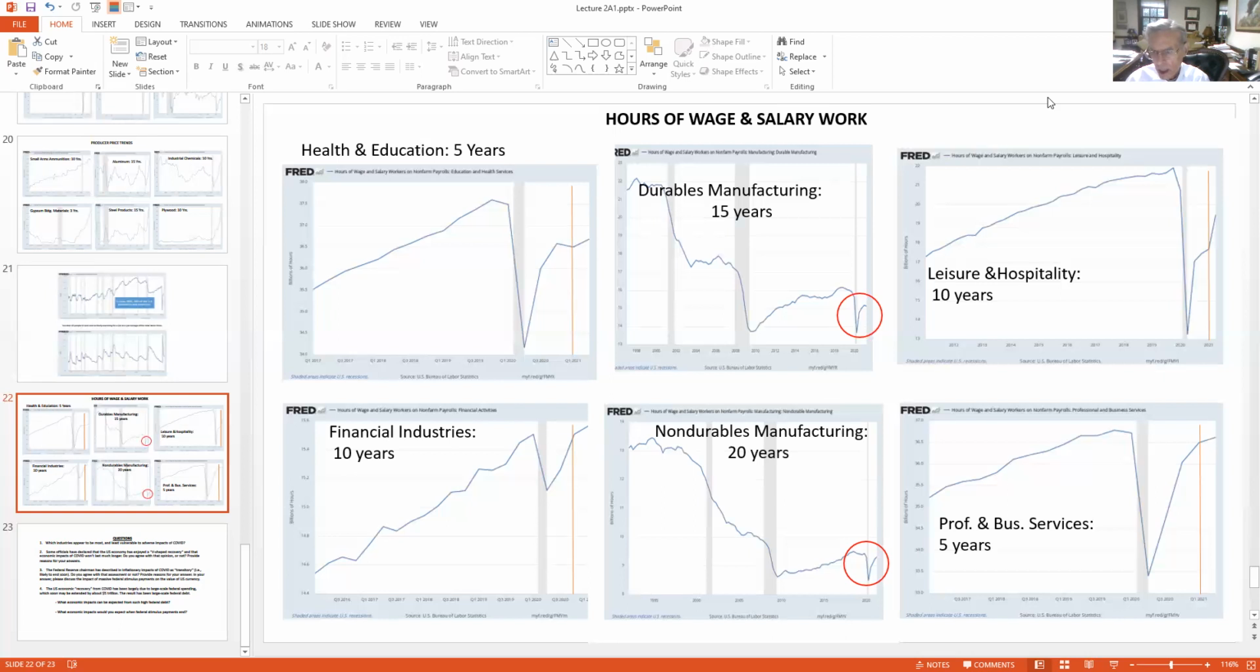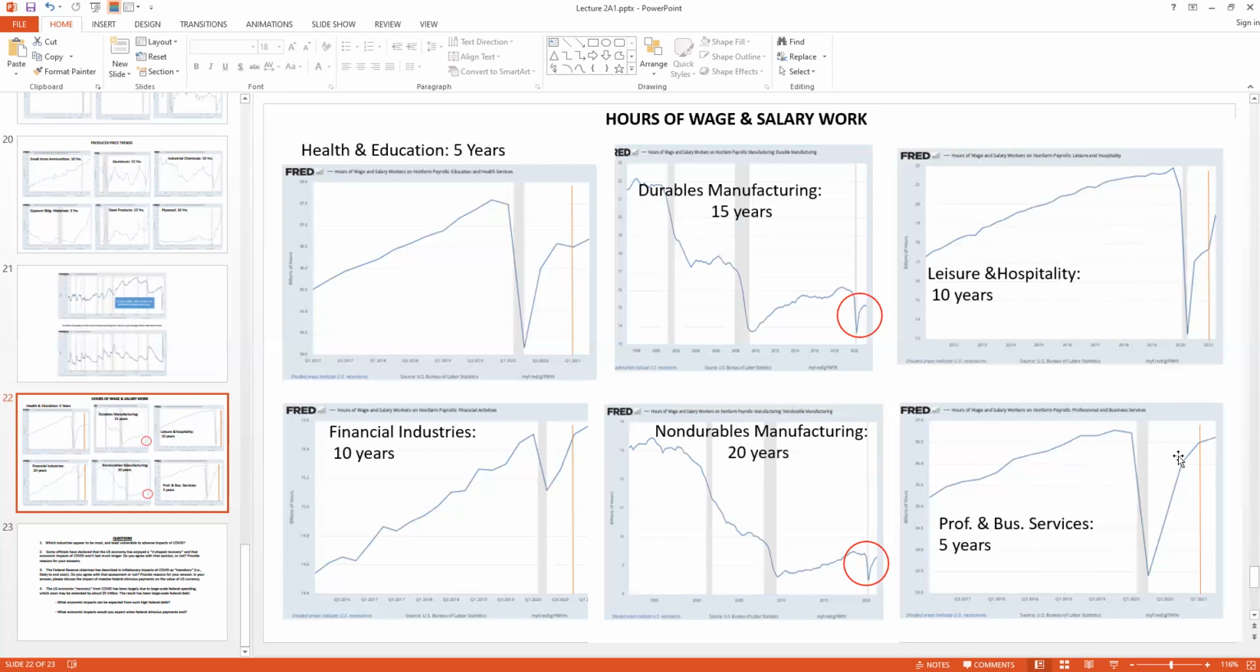Leisure and hospitality, I don't have to tell you, it's been pretty rough on that industry. Hotels, restaurants, and so forth. And even though the recovery has begun, it has far from reached the pre-pandemic level.